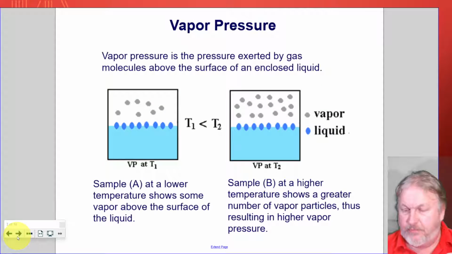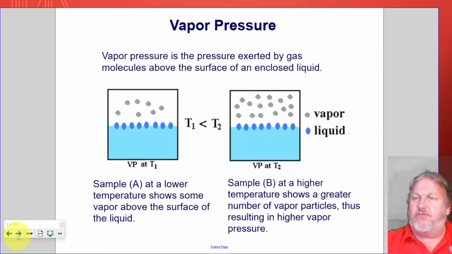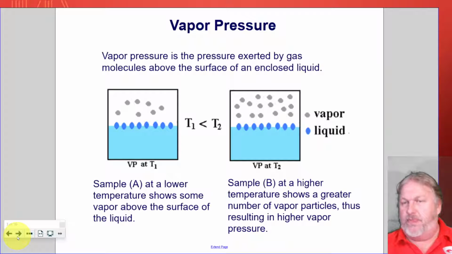So, what is vapor pressure? Now, this is related to IMFs. So, vapor pressure is the pressure exerted by the gas molecules above the surface of the enclosed liquid.